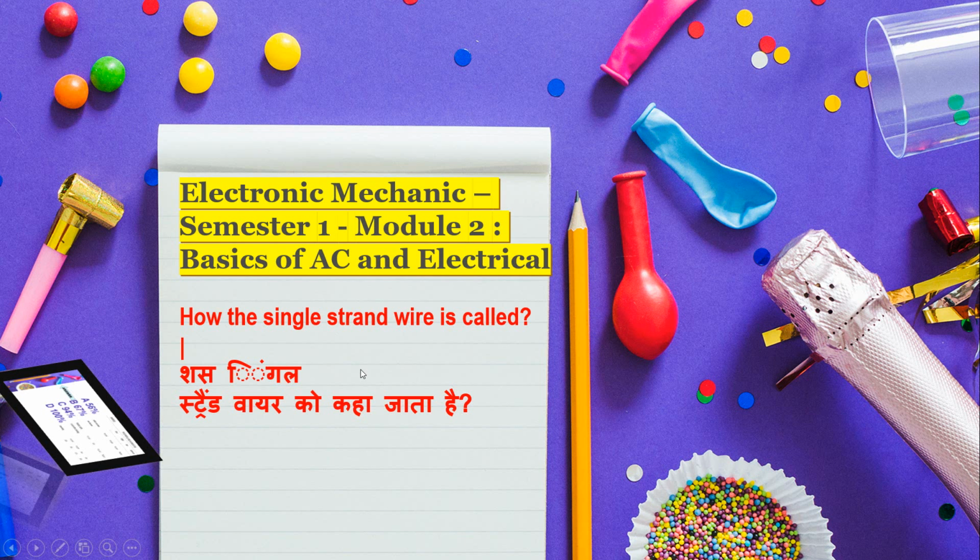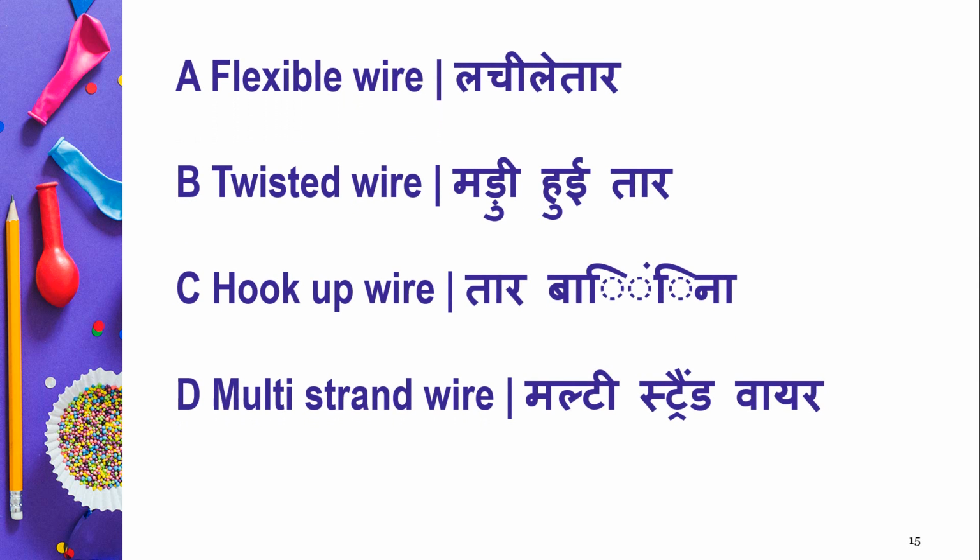How is the single strand wire called? We know that wires come in many forms: flexible wire, multi-strand wire, twisted wire, hookup wire. But this question is asking particularly about only one strand. So we can say that a single strand wire is hookup wire. Okay, the answer is hookup wire. This is very important.